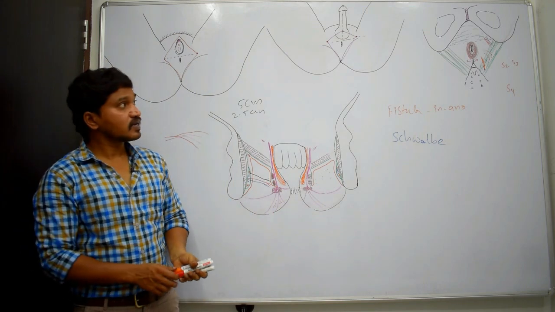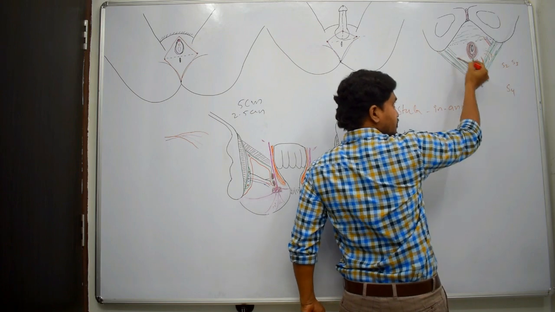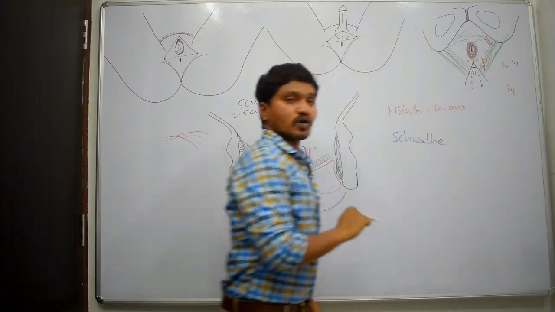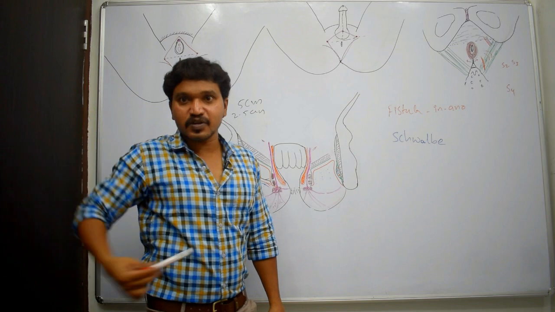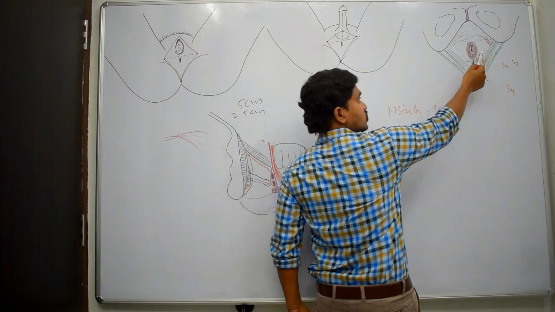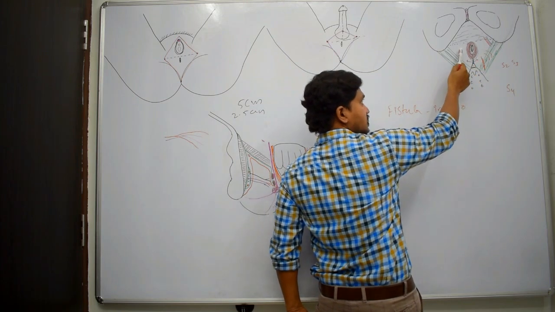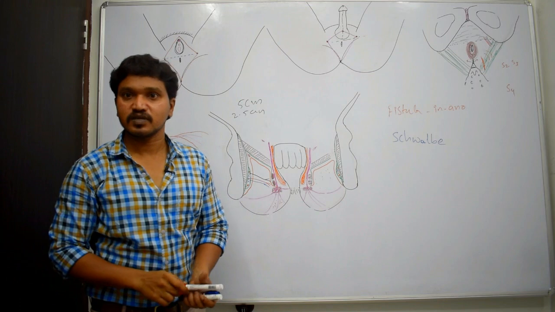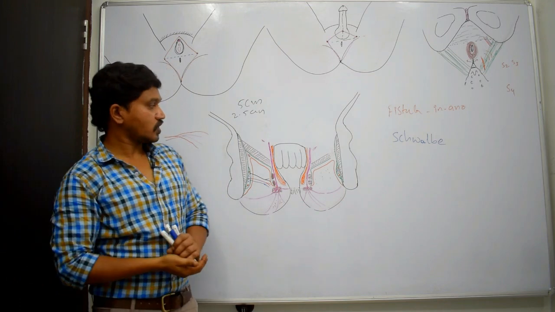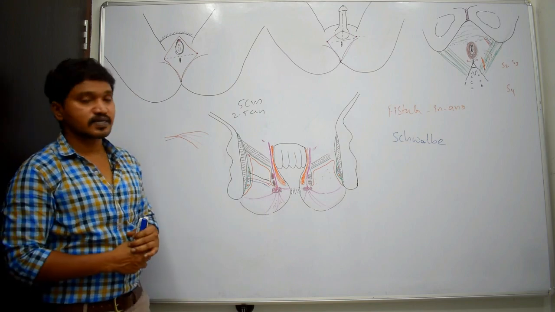Then if there is infection in this space, it may spread to this space also. How? There is a horseshoe-shaped communication behind the anal canal. Through this communication, infection or abscess may spread to this space also. Is it? So, these are the few applied aspects related to the ischiorectal fossa. I hope you understood. That's it for this session.